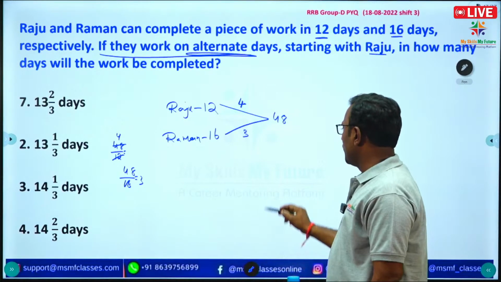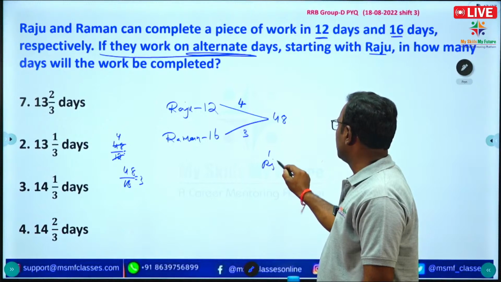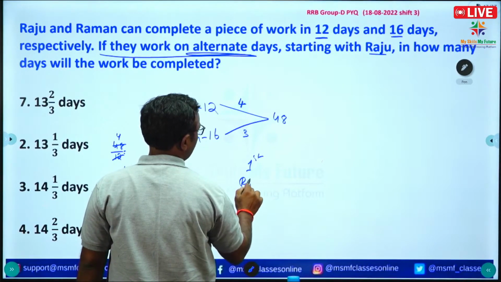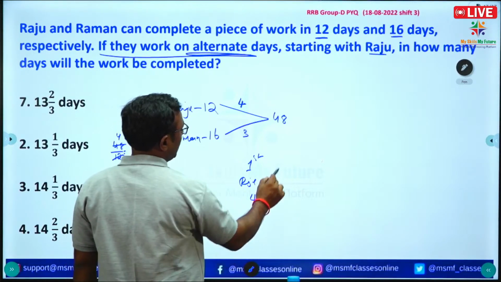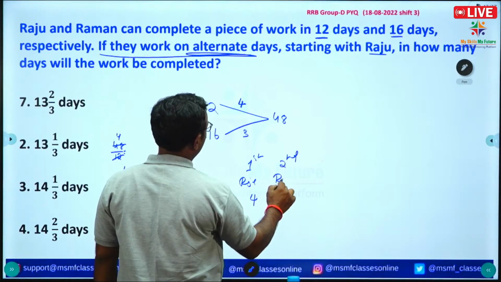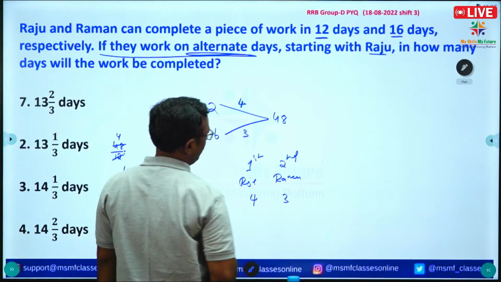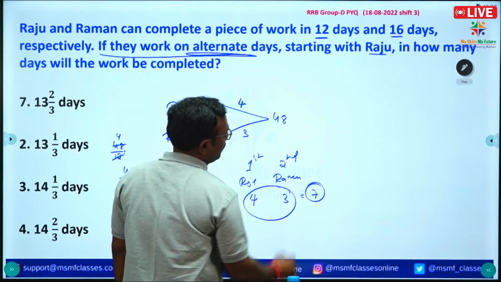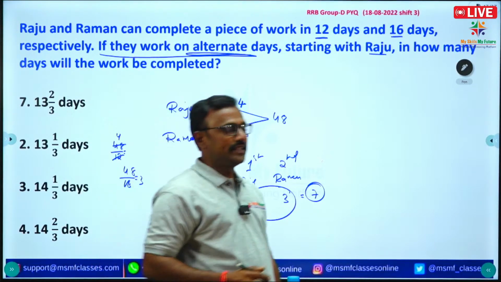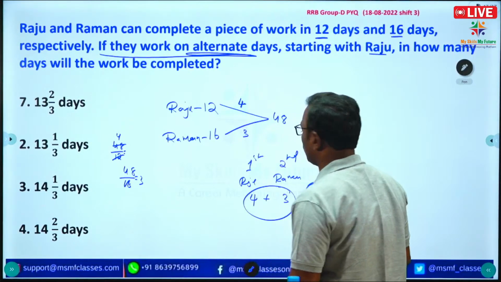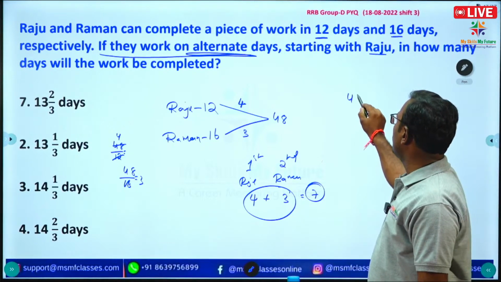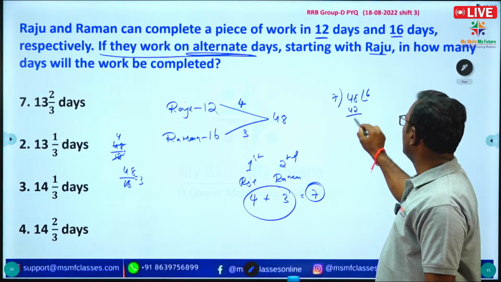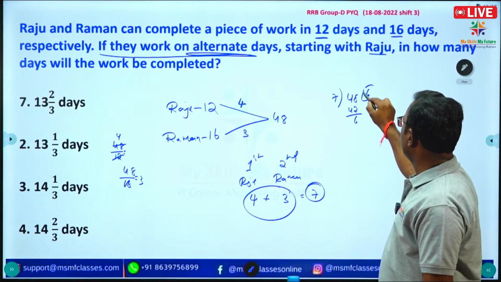So in the first day Raju will work, and he completes 4 units of work. In the second day Raman will work, and he completes 3 units of work. So in 2 days they will complete 7 units of work. So just divide the total work by 7. 7 6s are 42. So the remainder is 6.